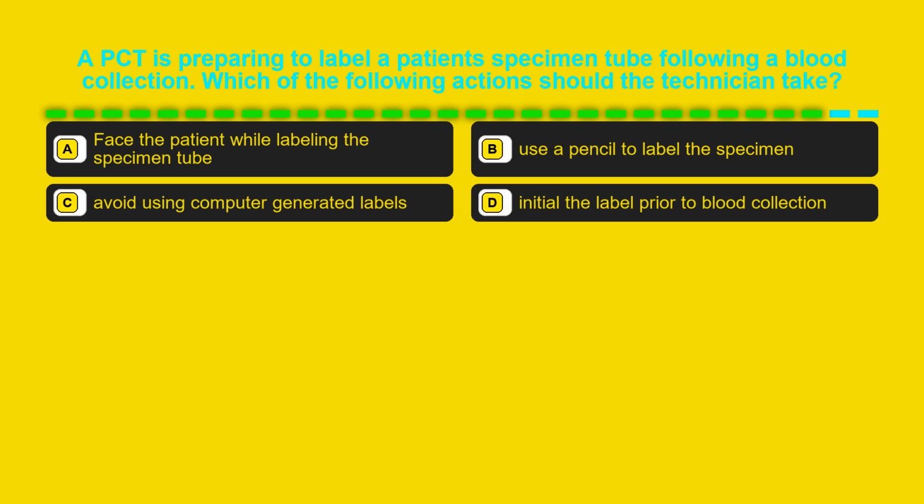Question 14. A PCT is preparing to label a patient's specimen tube following a blood collection. Which of the following actions should the technician take? Option A. Face the patient while labeling the specimen tube. Option B. Use a pencil to label the specimen. Option C. Avoid using computer-generated labels. Option D. Initial the label prior to blood collection.